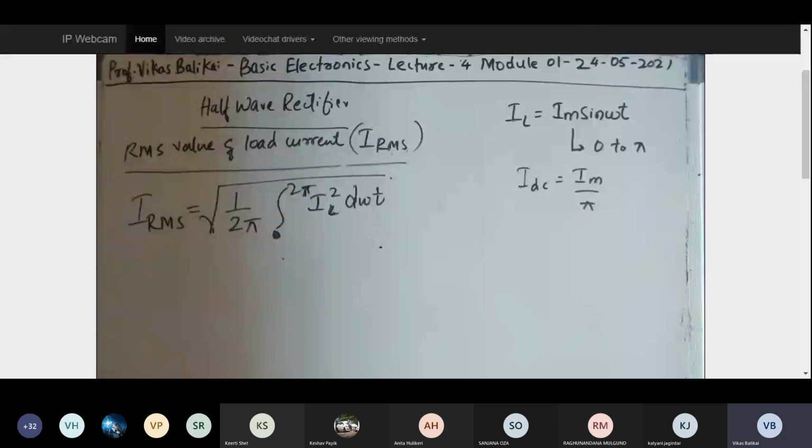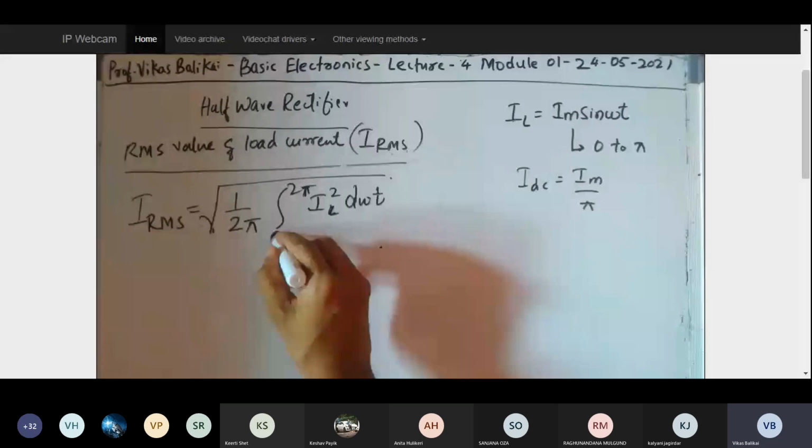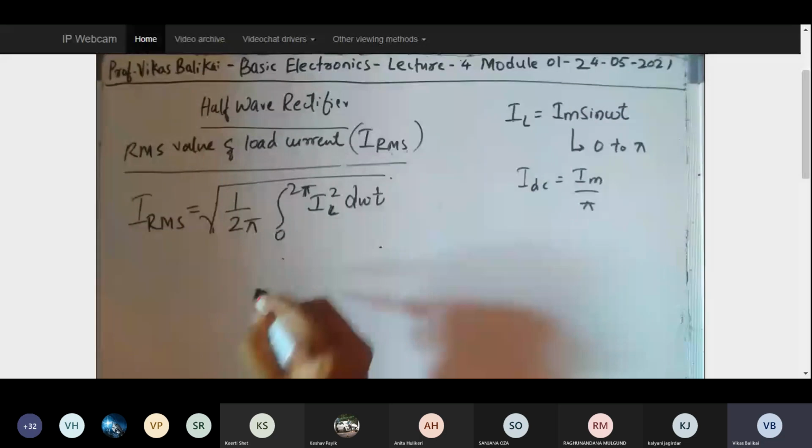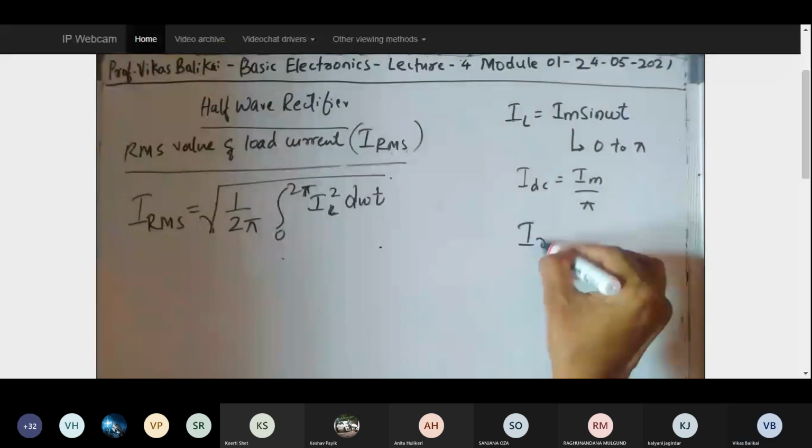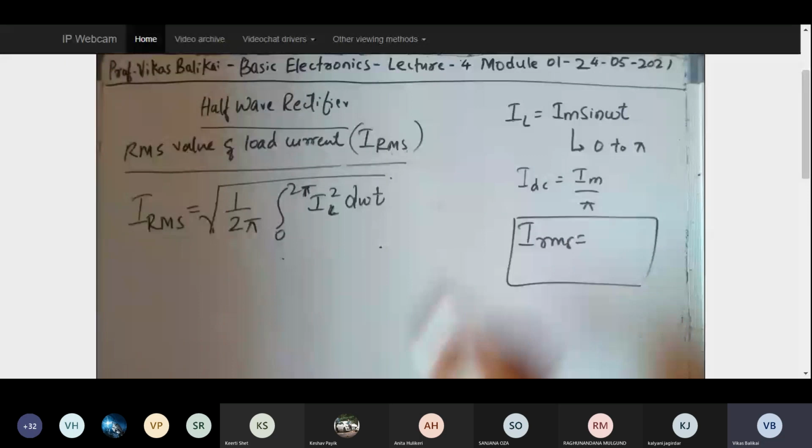So once I take this equation, now let's try to solve it and figure out what my IRMS value will be equal to, like the way I did for IDC. What will be the actual content?